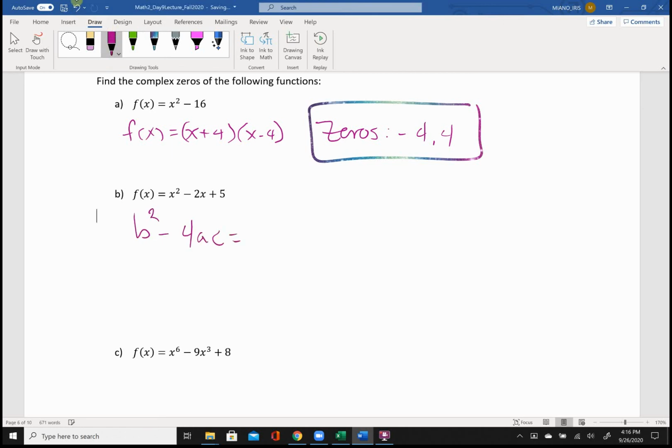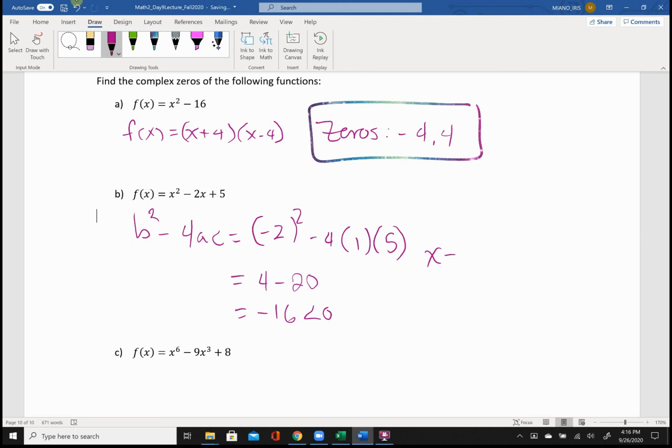So b squared minus 4ac is going to be negative 2 squared minus 4 times 1 times 5, which is going to be what? That's 4 minus 20, which is negative 16. So negative 16 is less than 0, so that means that we have a complex conjugate pair of zeros, okay, not real. And what is it?